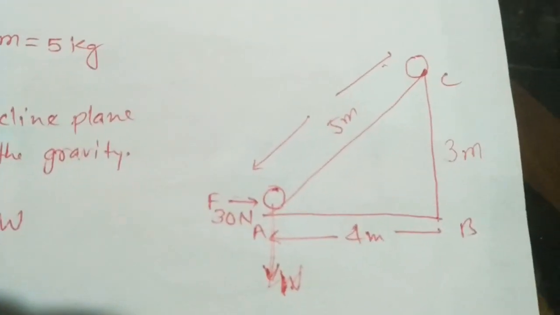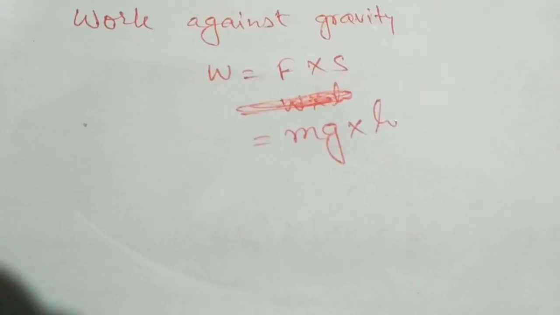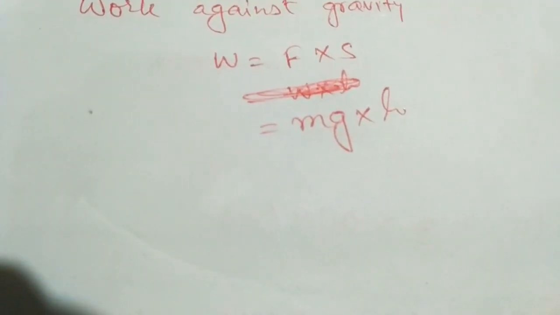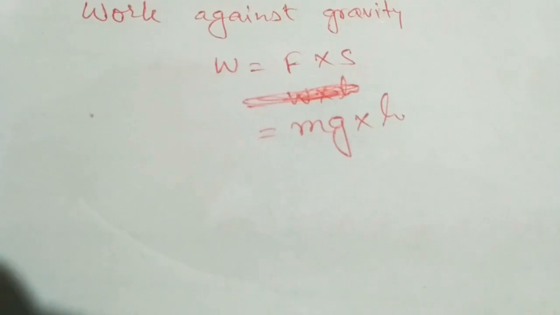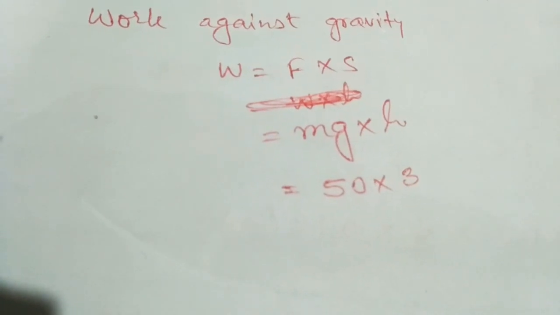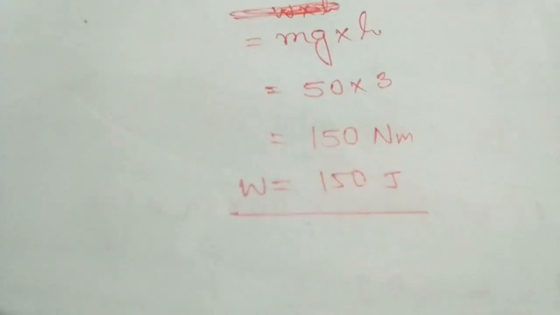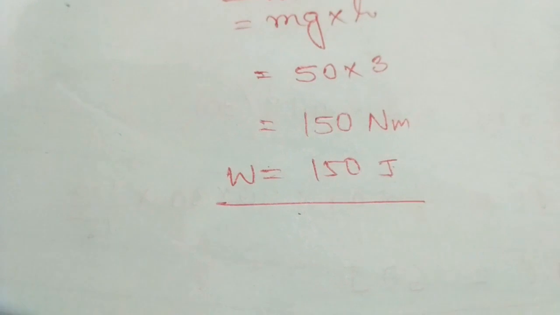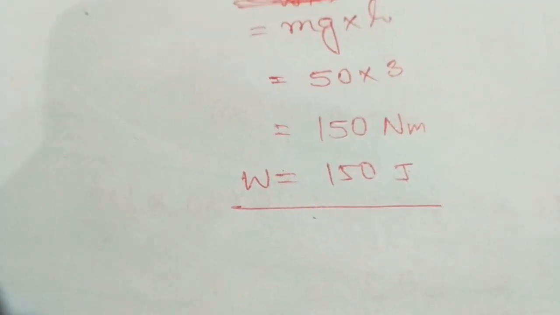So let's write that. Work against gravity, W is equal to F into S. F is here weight, mg, and the height is h. We have already calculated in the first part that mg was 50 newton and the height was 3 meter. So it comes to 150 joule again. In the question it is given 90, that is incorrect.